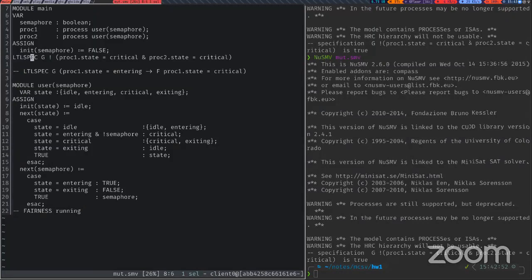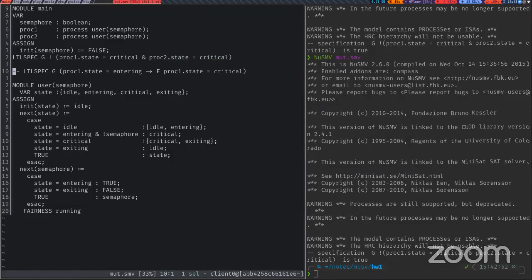So the first condition says that always, this G, like I mentioned last time, G means always some condition is true. So no matter what, in every state, this condition must hold. The first condition says that it is not so that process one is in the critical state and process two is also in the critical state. This is the mutual exclusion property: both processes can't be in a critical state at the same time.